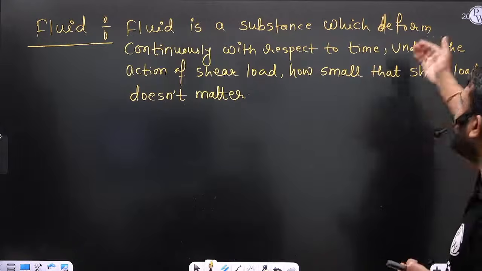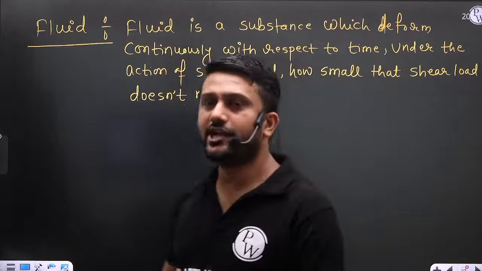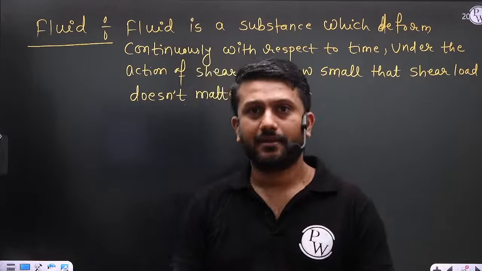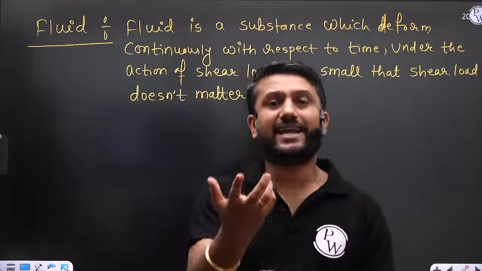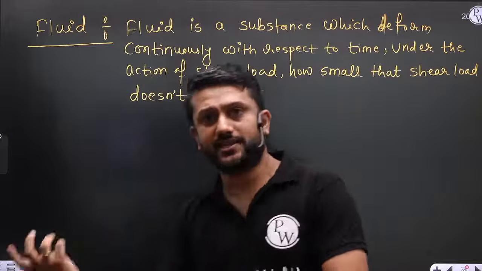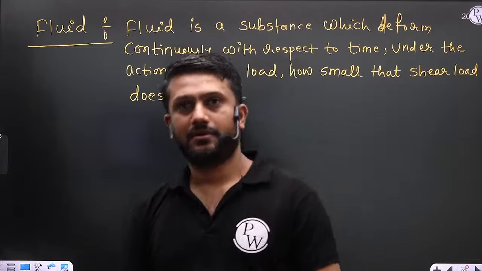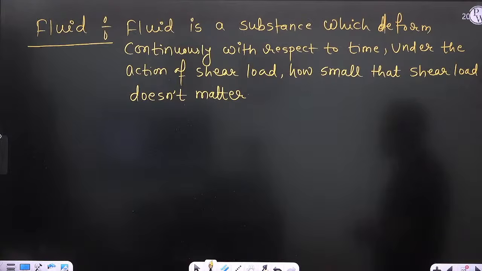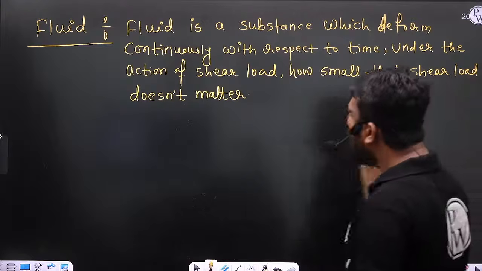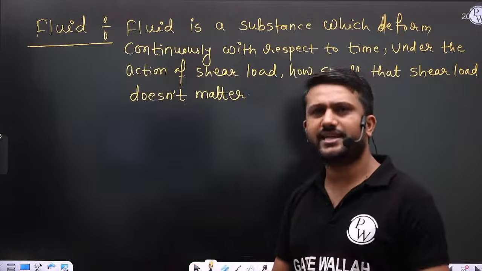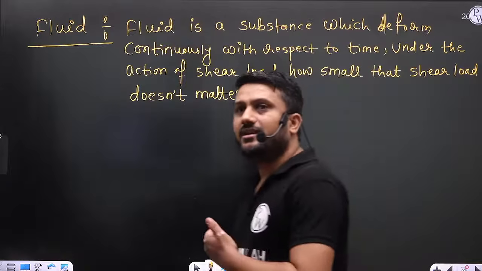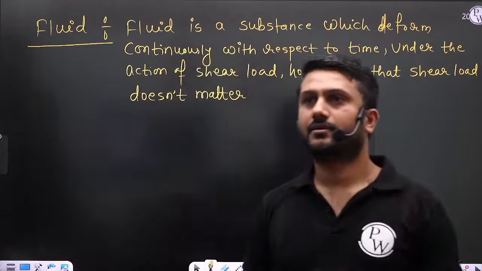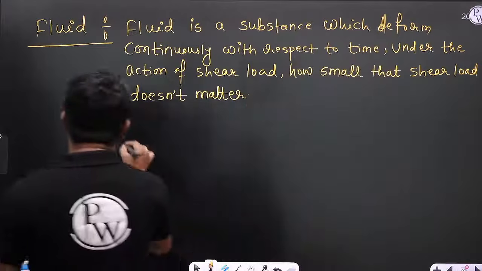And why does this continuous deformation occur? Because fluid tries to resist the shear load. Fluid tries to resist that shear load by showing continuous deformation. Are you getting my point? So fluid is a substance which deforms continuously with respect to time under the action of shear load. How small that shear load is doesn't matter. Shear stress may be as small as possible.